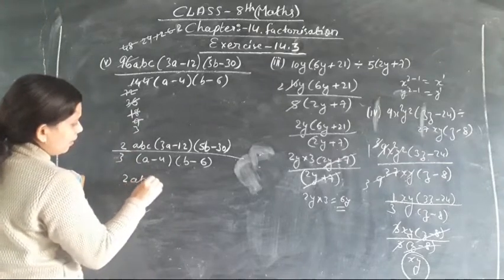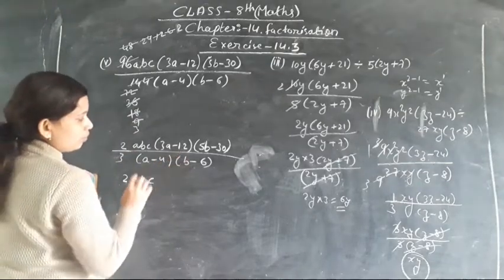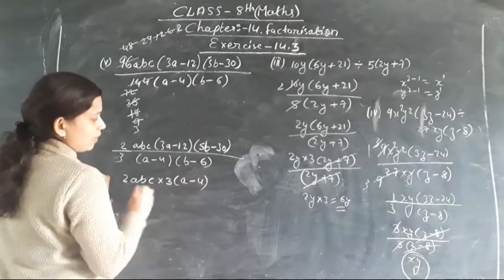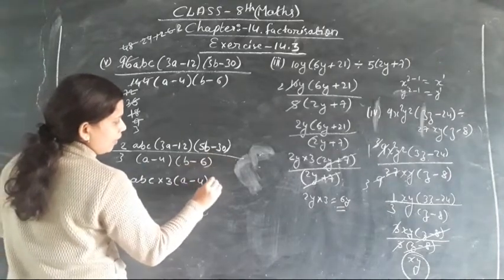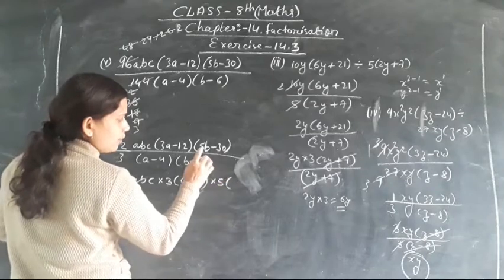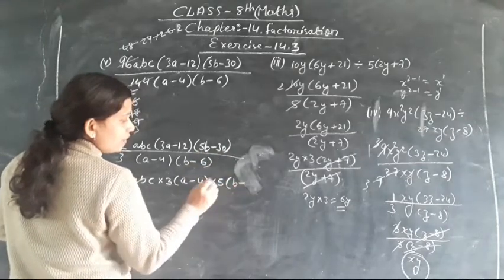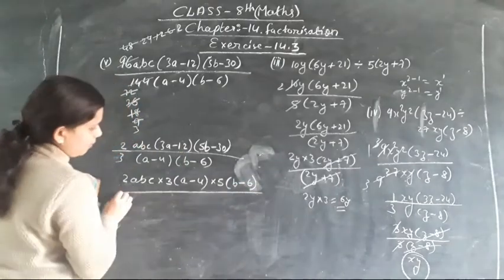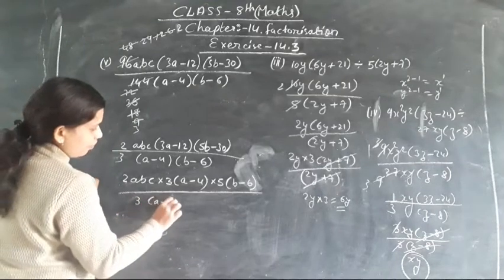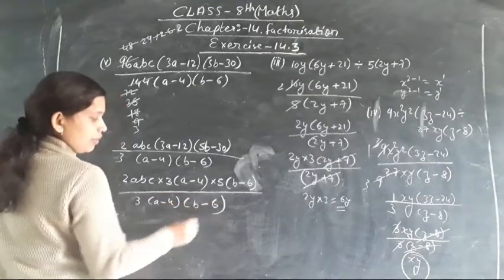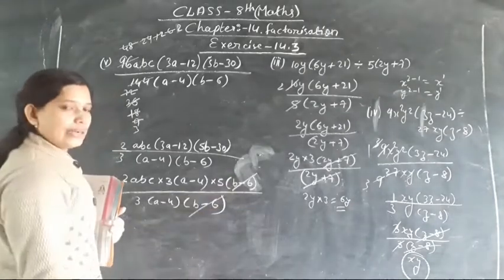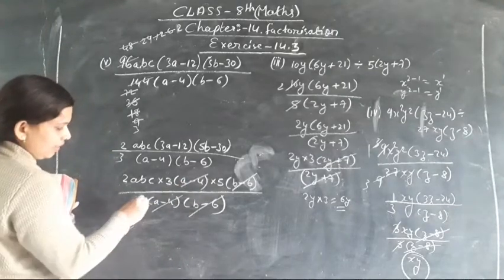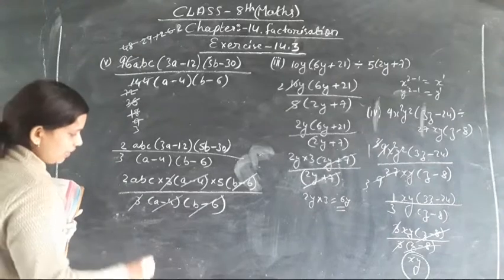So here you can see 2abc, here 3a and 12 both come in the table of 3. If we are taking 3 as common, a minus 4 is there. Here from this, if we are taking 5 as common, because 5 and 30 both come in the table of 5 as well, b minus 6 is there. Now 3 into a minus 4 into b minus 6. Now you can see that b minus 6 from the numerator and denominator will get cancelled. A minus 4 from the numerator and denominator will get cancelled. 3 from the numerator and denominator will again get cancelled. What is left?